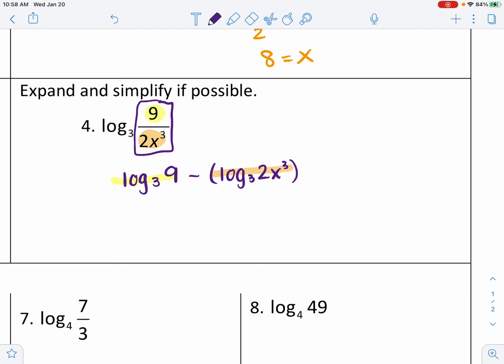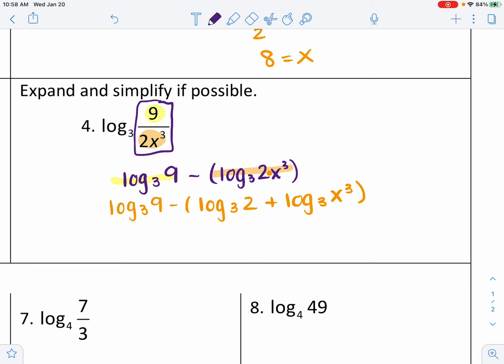And now we're just going to expand anything else that we can. So log base 3 of 9 can't be expanded. We're going to leave it just for now, minus log base 3 of 2 times x cubed. These are being multiplied, which we know we can expand multiplication into two separate logs that are being added to each other. So this becomes log base 3 of 2 plus log base 3 of x cubed.